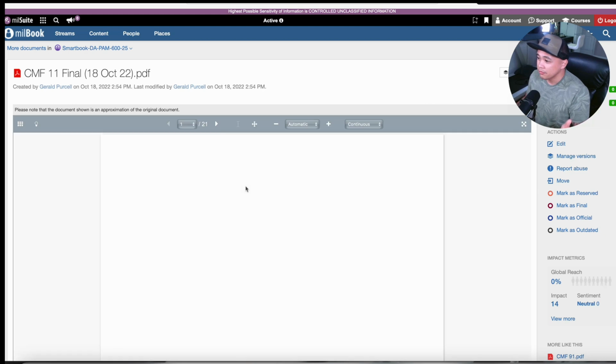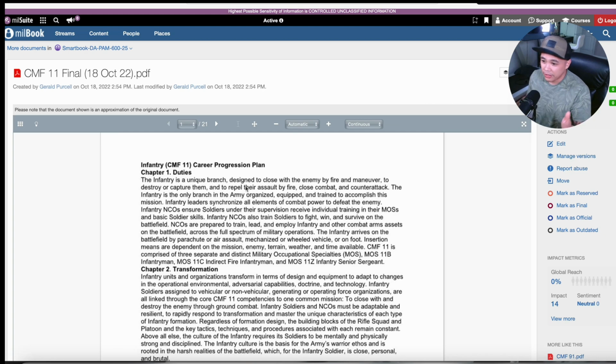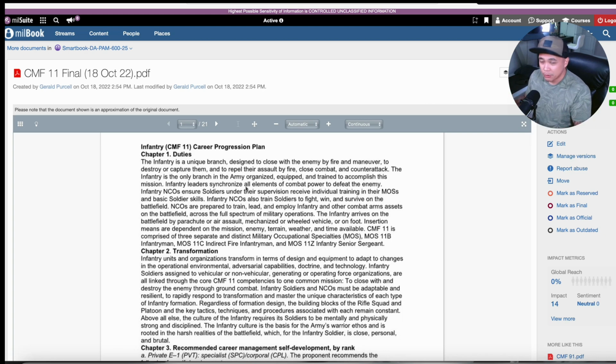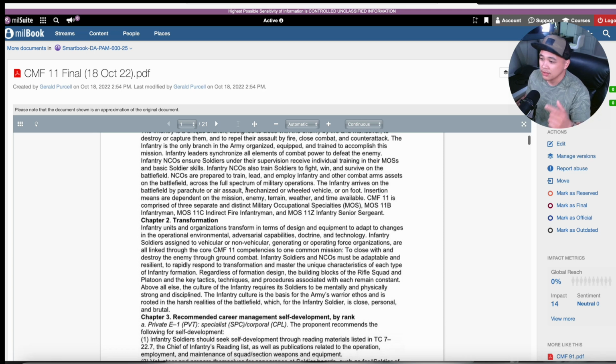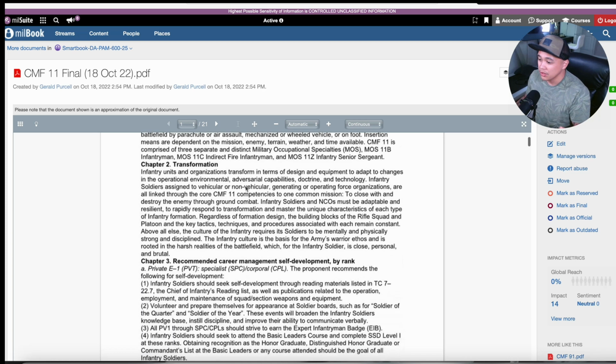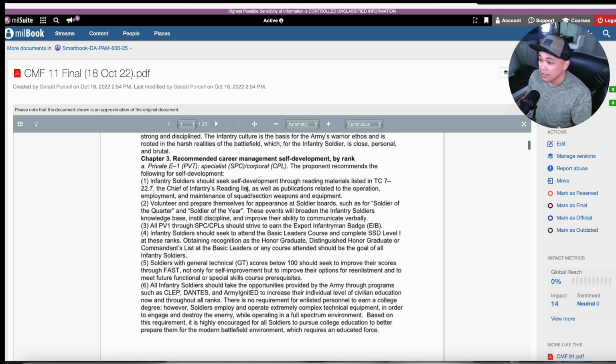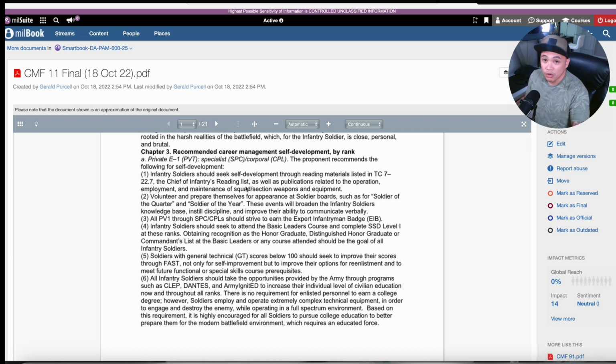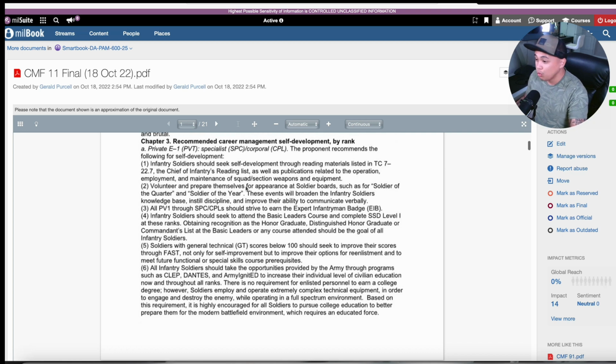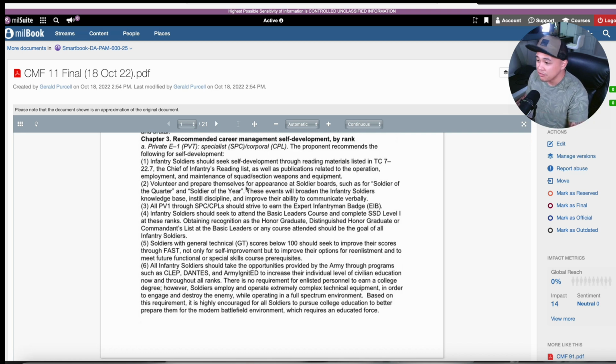So CMF 11, so you're looking at 11 Bravo, 11 Charlie. Chapter 1 tells you about the duties. Chapter 2, the transformation. Chapter 3 is where you really want to take a deep dive. So Chapter 3 is recommended career management and self-development by rank. Now, the first one is E1 all the way to E4, or specialist or corporal, and it's very specific.